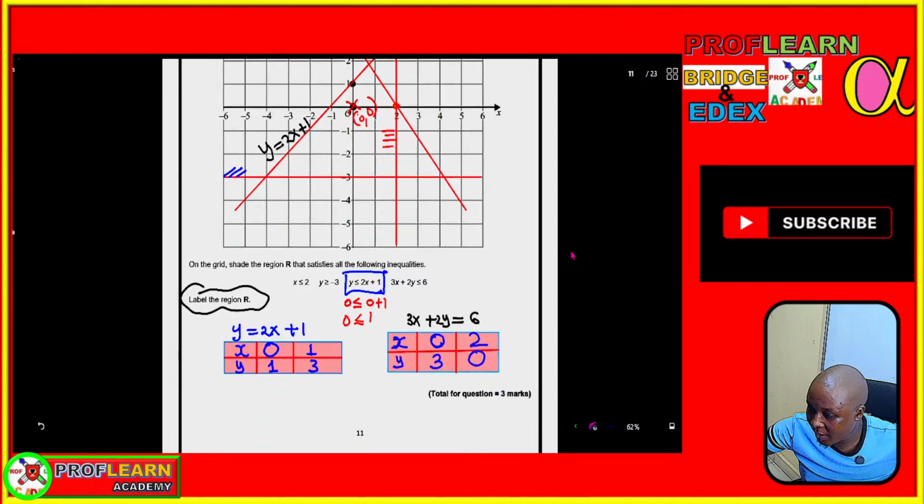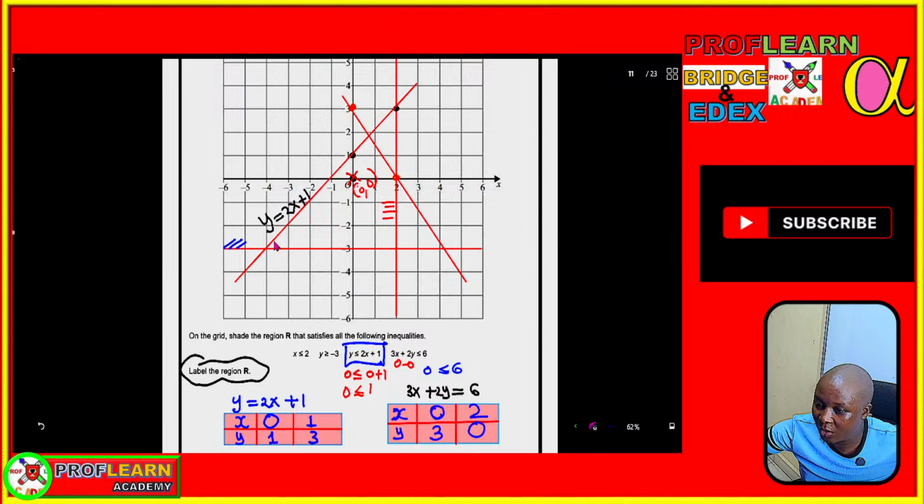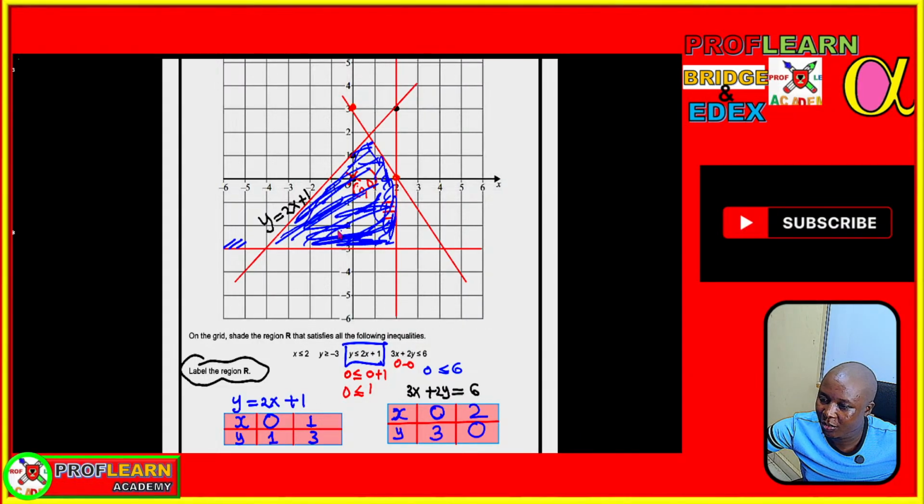And also we can try that with this one. This is going to be 0 plus 0, 6. So we shall have 6 greater than 0. That's correct. So the required region is this region inside here. This is the required region for this question. So this is the expected region. Yeah, so this is what we are supposed to get.